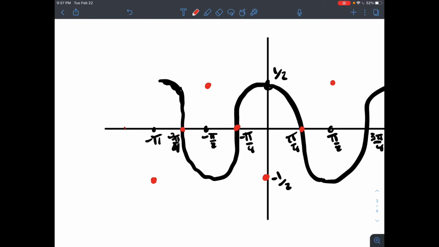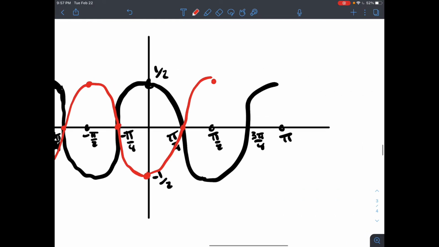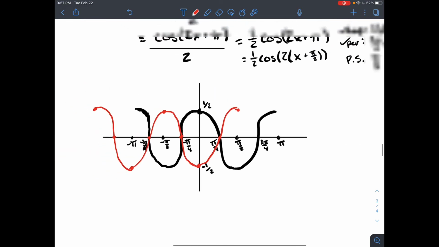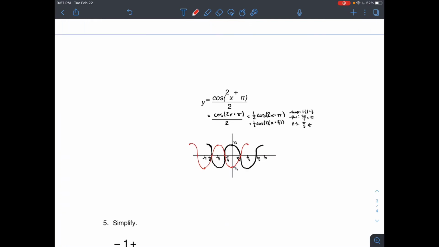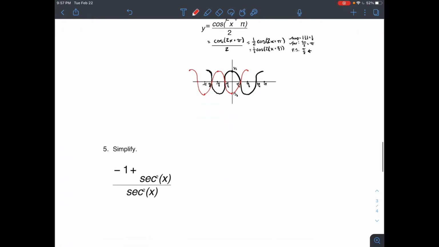And then this is going to move over. This is going to move over here. Let's go ahead and trace out our new graph. Realize if you move pi over 2 over, you essentially get the negative cosine. And the same thing goes for sine too.